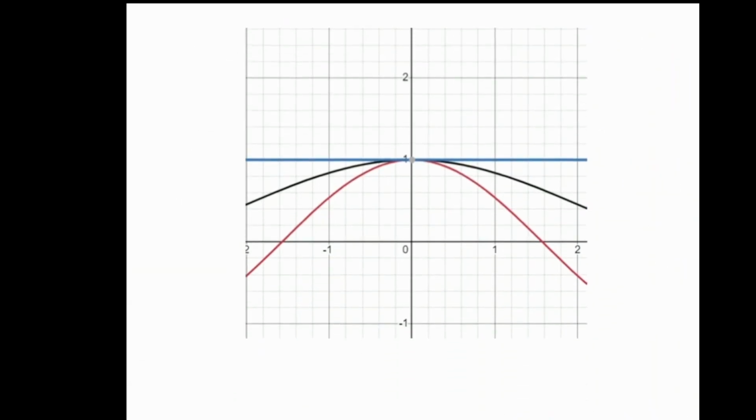So I've graphed here the straight line, which is just y equals 1. The black line is sine of x over x. And the red line is cosine of x. So we are getting squeezed here.